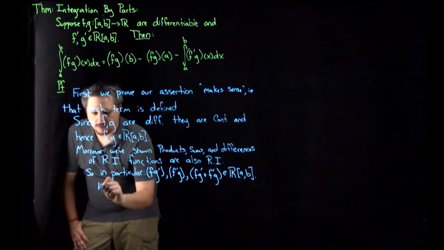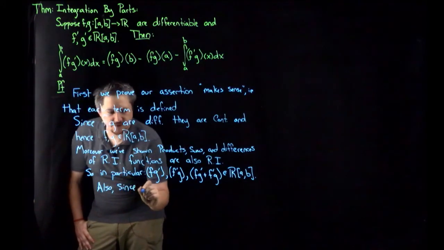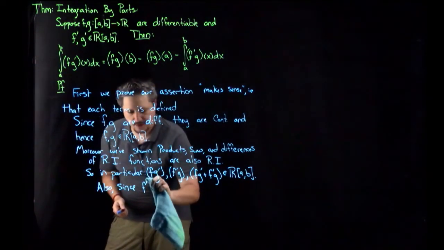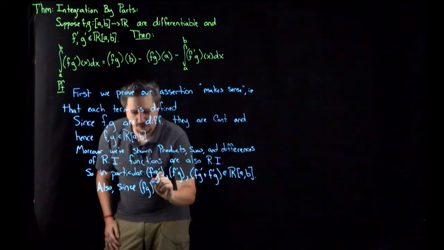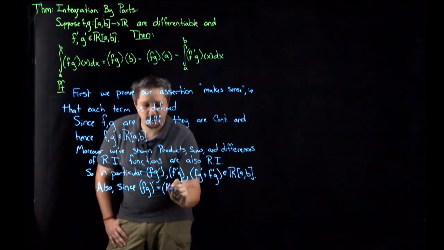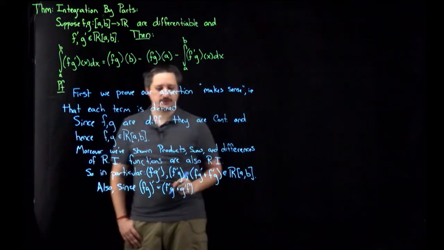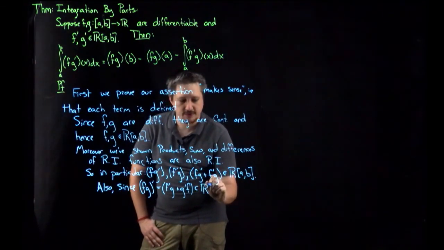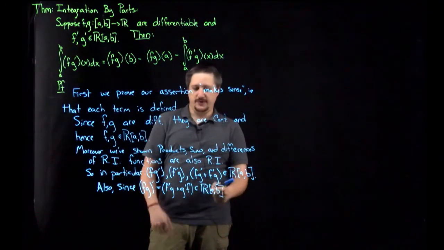So I'll also say, since the derivative of f times g is f prime g plus g prime f. I guess I should have written that in the correct order, but whatever. This thing is Riemann integrable, so in particular, (f times g) prime is Riemann integrable.